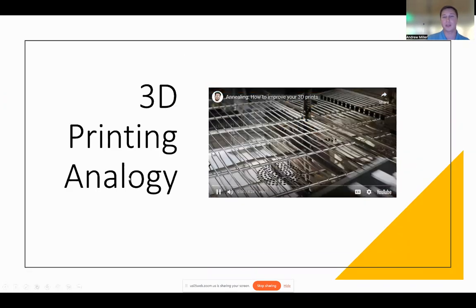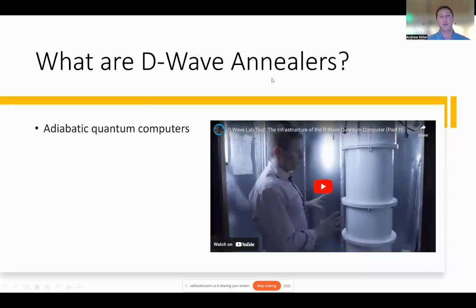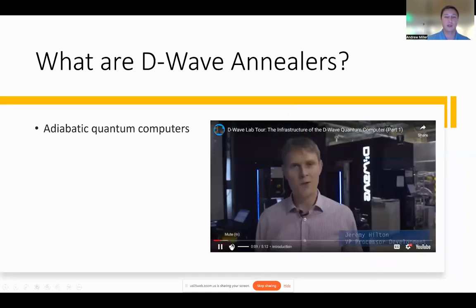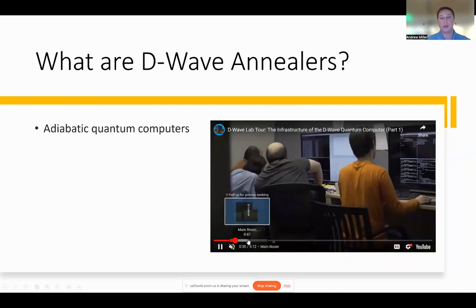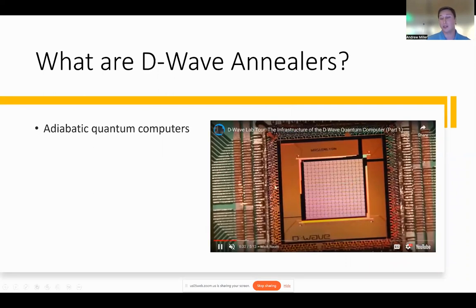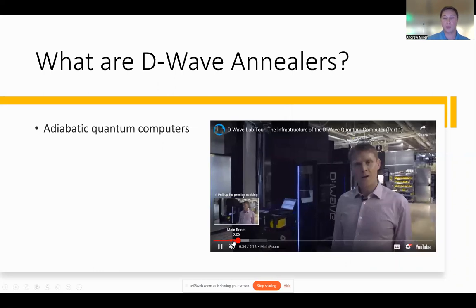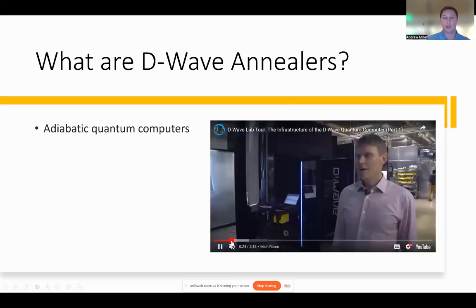So the other thing that I wanted to mention is, what is a DWave Annealer? DWave is basically a company that produces this fancy hardware that costs a lot of money. And the video here shows a tour of their lab. But in essence, this is what it looks like. This is the chip that they show here.